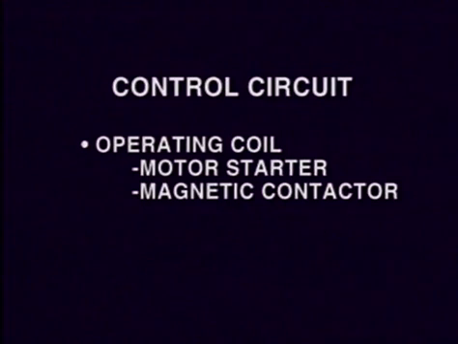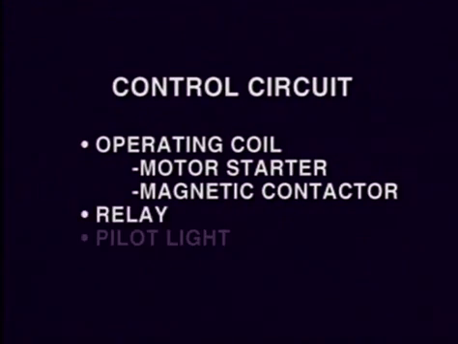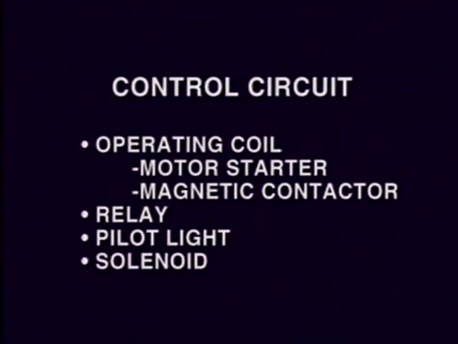What's a control circuit? A control circuit is any circuit which has as its load device the operating coil of a magnetic motor starter, a magnetic contactor, a relay, a pilot light, or any other load, such as a solenoid. It is also, in general, a circuit which exercises control over one or more other circuits.